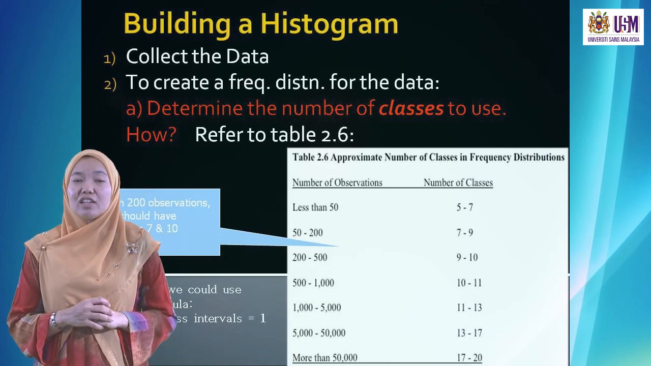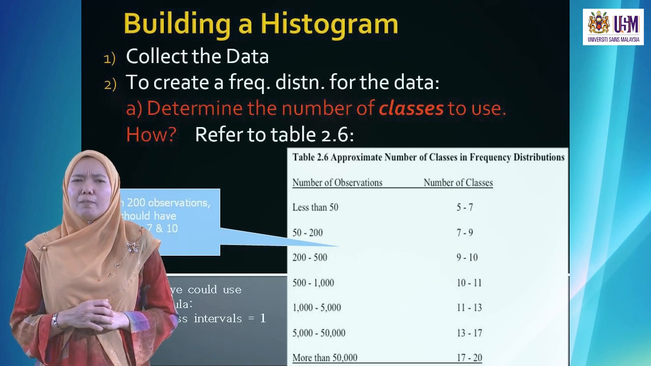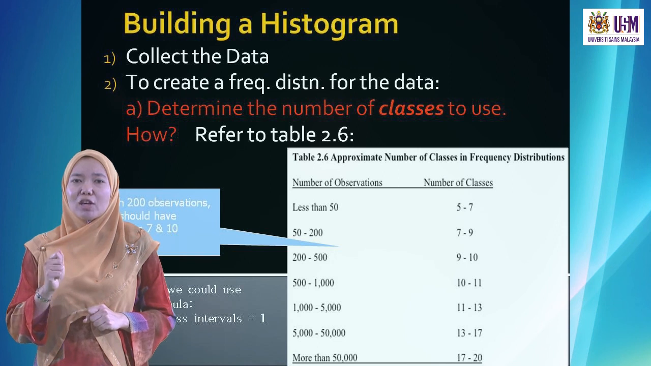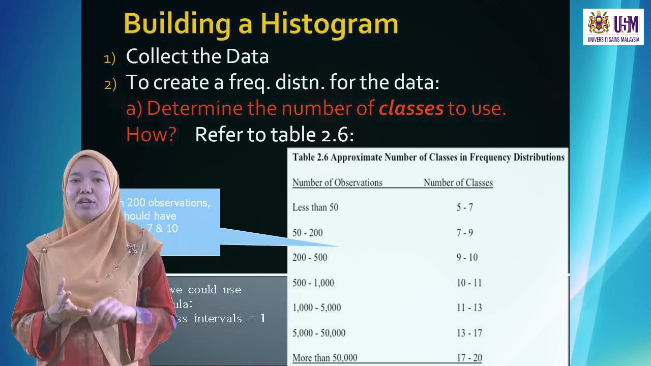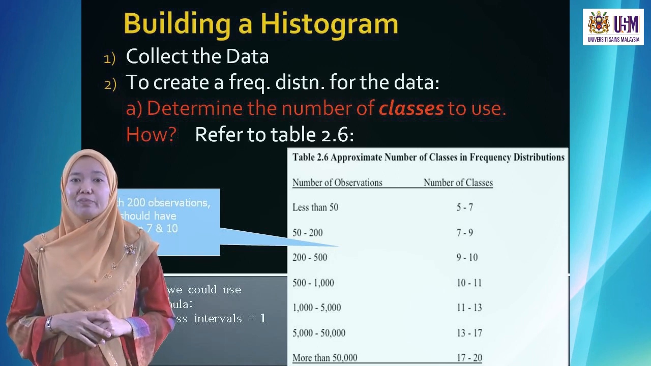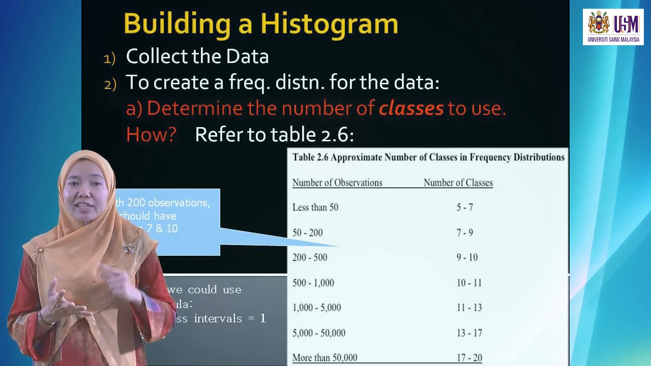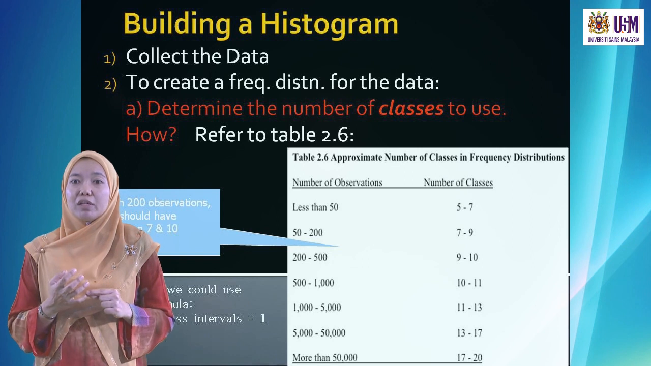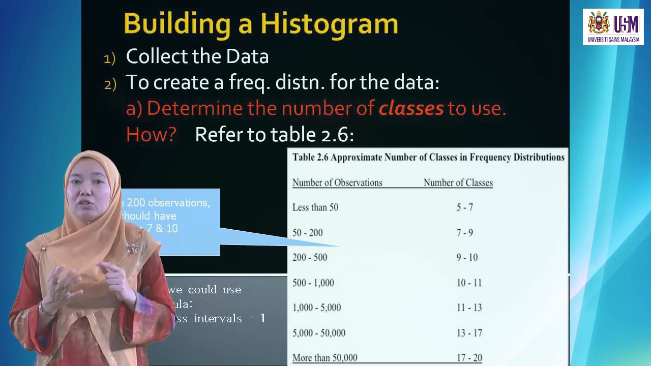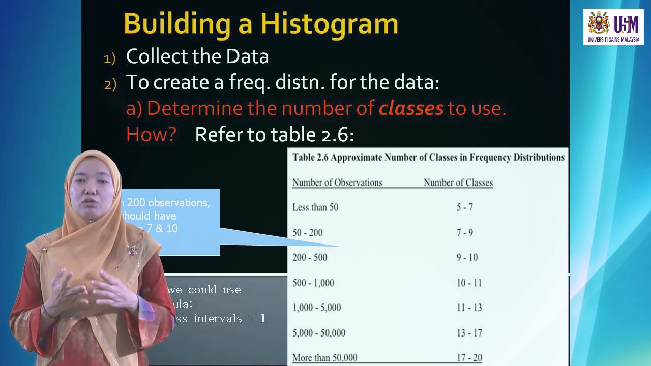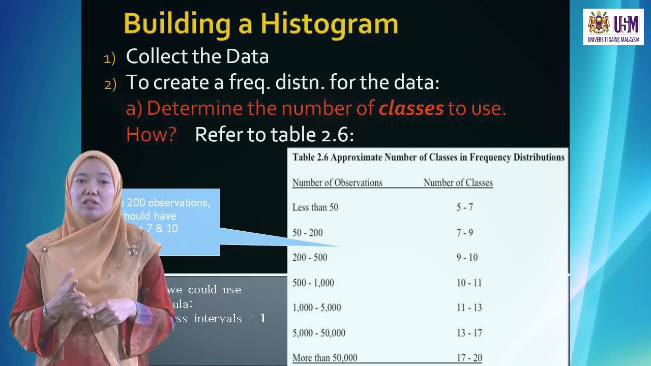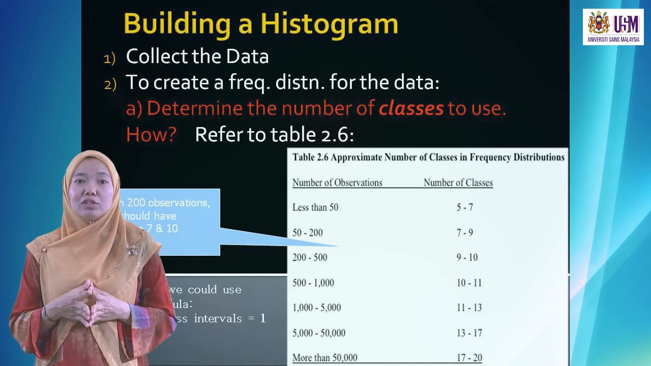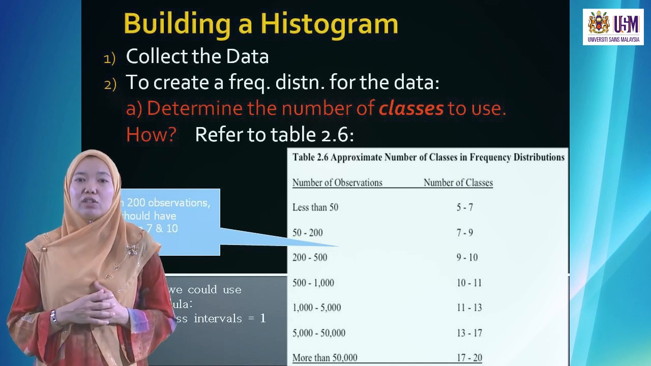The next question for you to know is, is it easy to build a histogram? That is a big question now. First, what you need to do is collect the data. The second step is for you to create a frequency distribution table for the data. And in order to create a frequency distribution table, first you need to determine the number of classes or groups to use. How are you going to divide into groups?